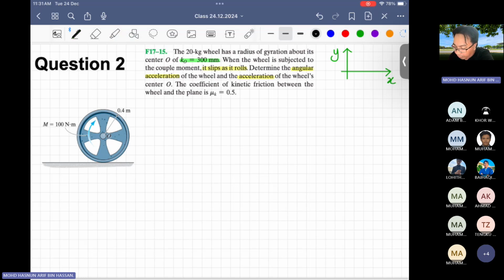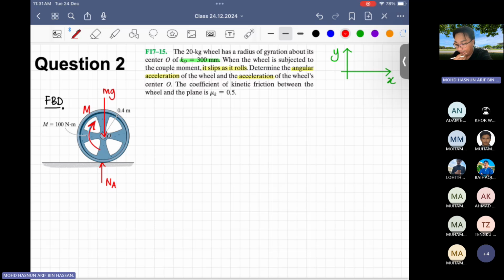Second step is to draw the free body diagram. From here, we can draw the weight first, mg. We draw the normal force at the contact point with the ground. This is NA. We have the couple moment M, a couple moment M.